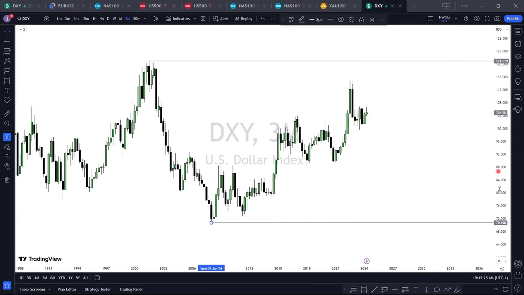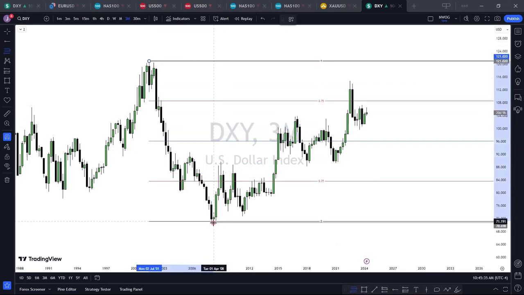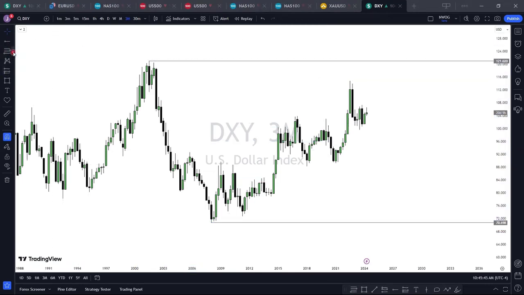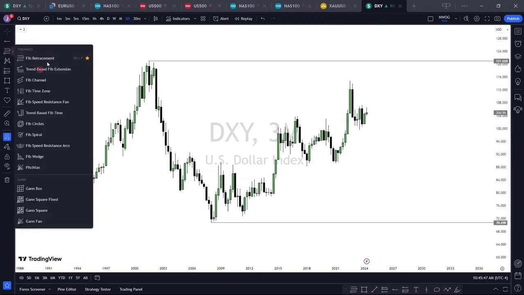So what do you want to do? You want to find your premium and your discount in order to give context to your trades. So you draw your fib from this high to this low. So let me show you what a fib looks like. In your TradingView account, you should come here. Let me just take this out. If you come here, you see a tool, we call it fib retracement.